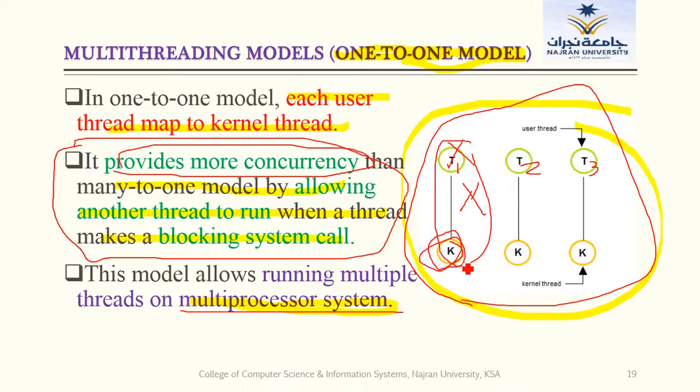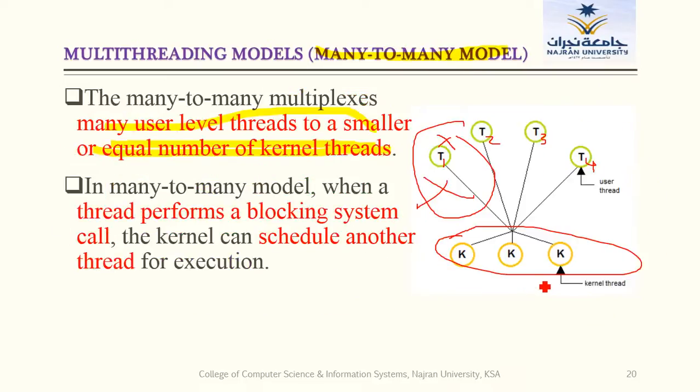Also we can execute more than one thread at the same time on a multiprocessor system. If we have more than one processor, then we can execute more than one thread at the same time. So the 2 disadvantages that we have in the many to one model are improved in the one to one model. This is our second model, one to one, where each user level thread is mapped to a separate kernel thread. And then we have discussed the last model, the many to many model.